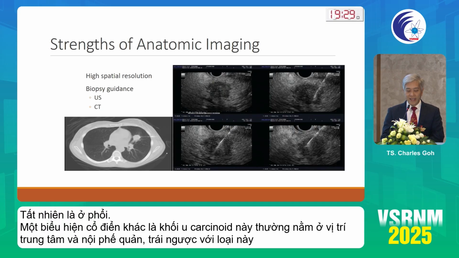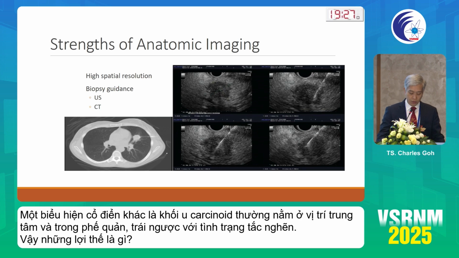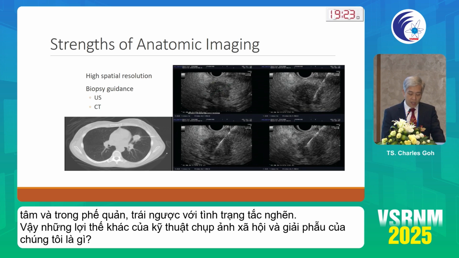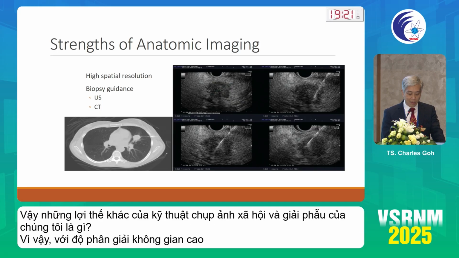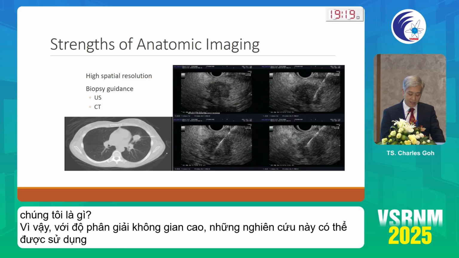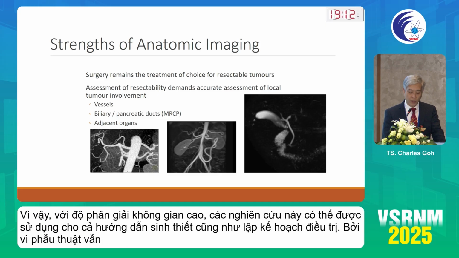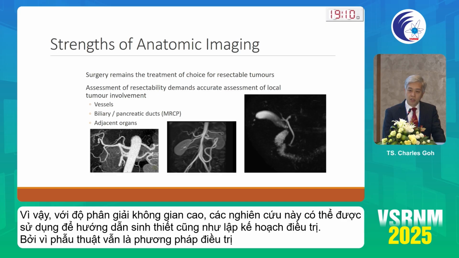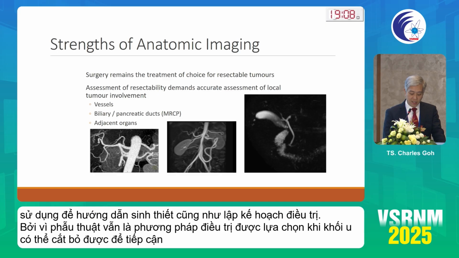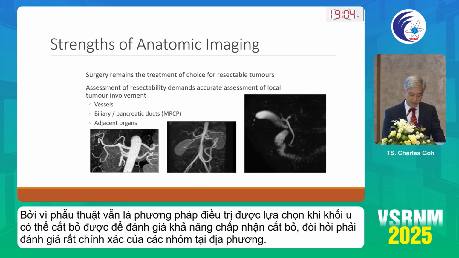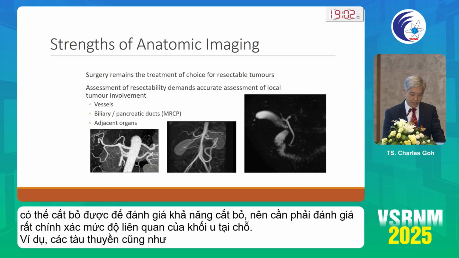So what are the other advantages of our spatial and anatomic imaging techniques? With the high spatial resolution, these studies can be used for both biopsy guidance as well as pre-treatment planning, because surgery still remains the treatment of choice when the tumor is resectable. To assess for resectability, it demands very accurate assessment of local tumor involvement, for example, the vessels, as well as the biliary or pancreatic ducts, as well as invasion of adjacent organs.